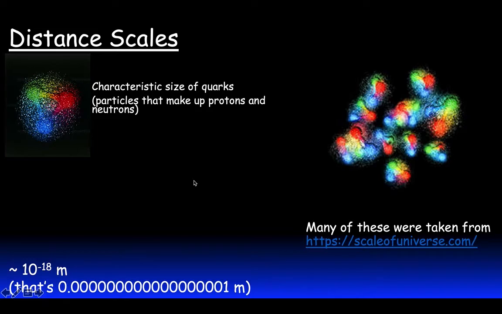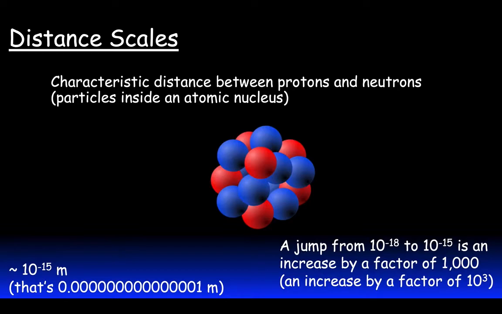So, if I increase the distance scale that I'm looking at by a factor of 1,000, I am talking now about the typical size of the nucleus of an atom. The nucleus of an atom is the center of the atom. It contains protons and neutrons that are tightly bound together. And I know I'm jumping up by a factor of 1,000 because 10 to the negative 18, 10 to the negative 15, I gained a factor of 10 to the 3, and 10 to the 3 is 1,000. So the characteristic distance across the size of an atomic nucleus is about 10 to the negative 15 meters.